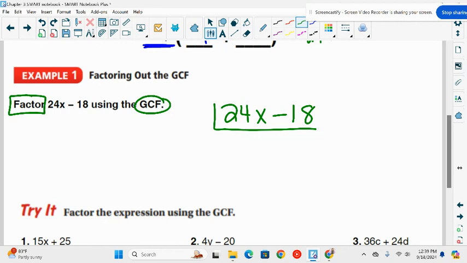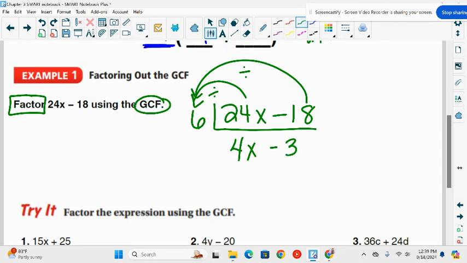Going with the flow. What do y'all want to do with 24 and 18? Divide by 6. I heard 6. Let's divide by 6. So 24x divided by 6 is 4x. Here we have negative 18 divided by 6. I heard negative 3. Can I keep going? How do I know I can't keep going? Because they're right beside each other. They're neighbors. They live next to each other on the number line. We got 4 and 3.